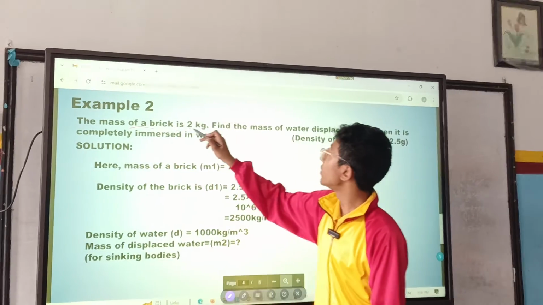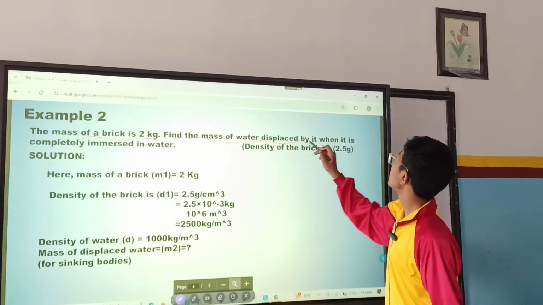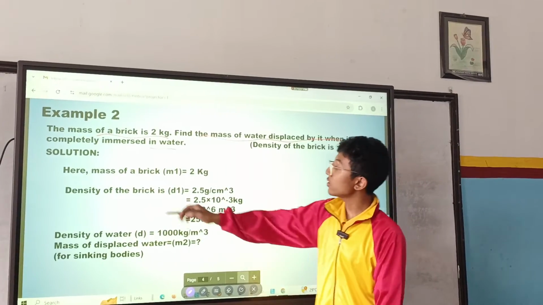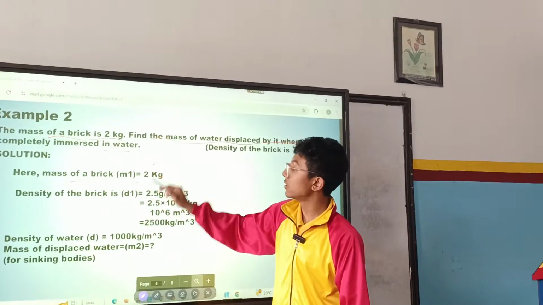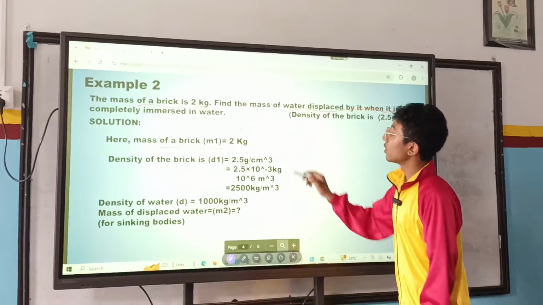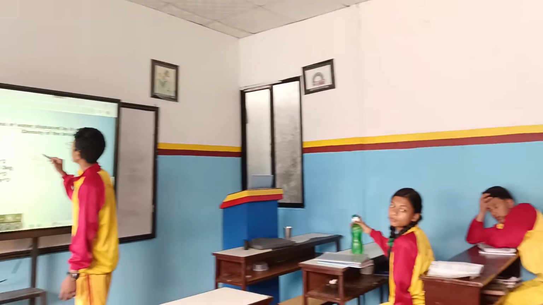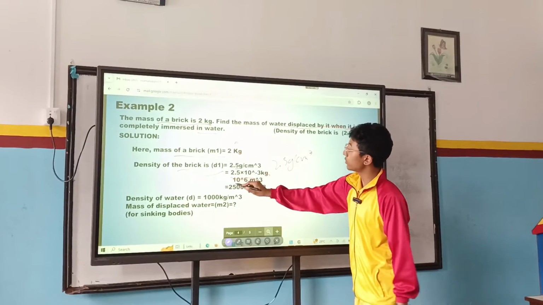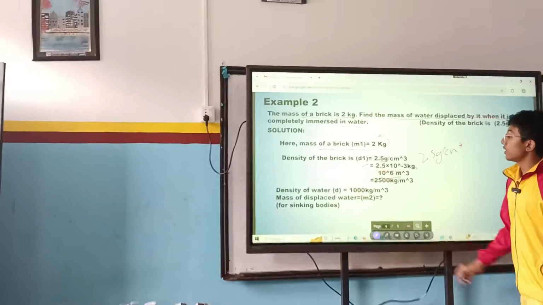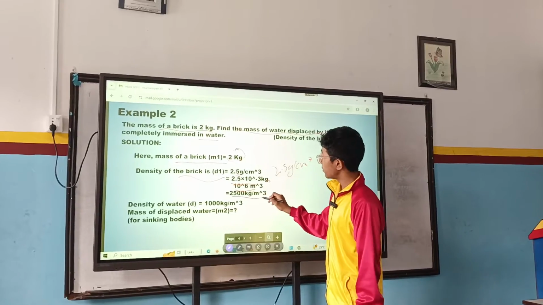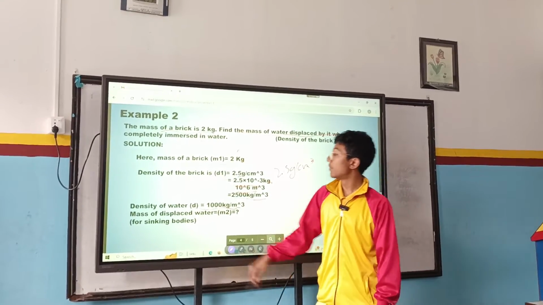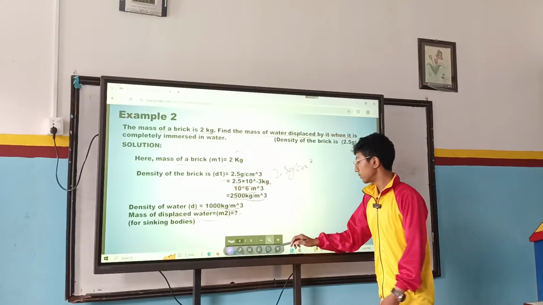So here it is given the mass of the brick is 2 kg. Find the mass of water displaced by it when it is completely immersed in water. The mass of the brick is 2 kg and the density of the brick is 2.5 g per cm cube, and 2.5 into 10 to the power 3 kg per 10 to the power 6 meter cube equals 2500 kg per meter cube. The density of water is 1000 kg per meter cube. Mass of displaced water is what?